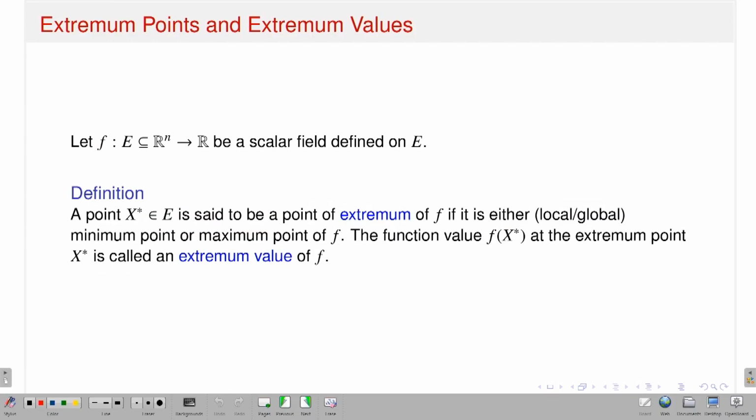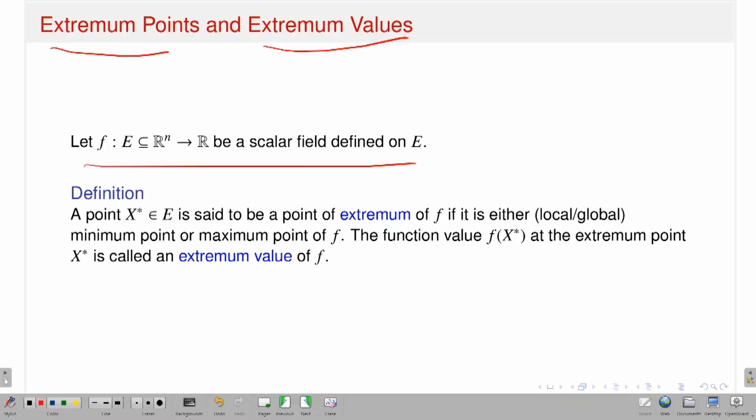So, this is extremum points or extremum values again. Suppose you have a scalar field. This is another definition. The notion of relative or local maximum and minimum I already explained, along with absolute and global maximum and minimum. Now I come to the extremum points. Extremum means it is either a maximum or a minimum. So, I put it as a definition.